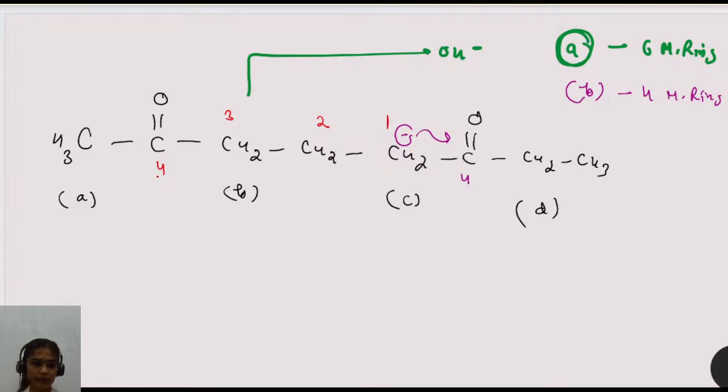Again, it's a 4 member ring. So for the C carbon, again it's a 4 member ring. It means this is not stable. Okay, so I'm going to erase this now.